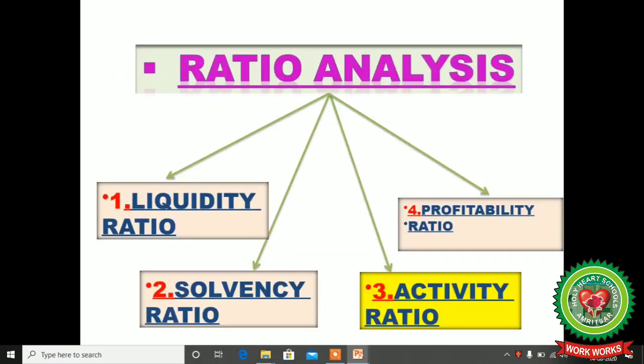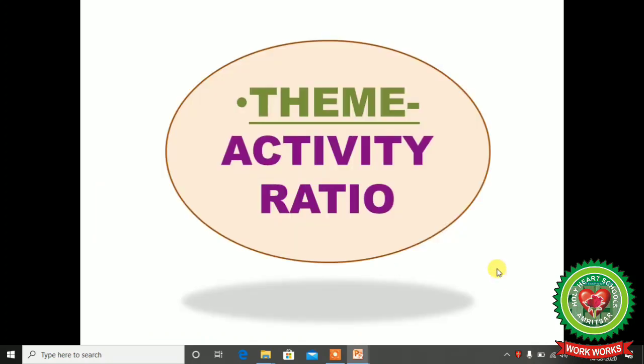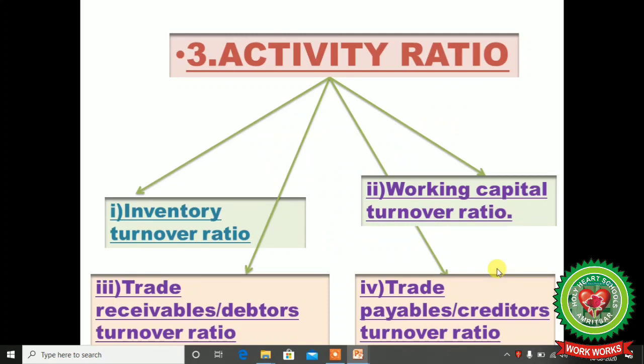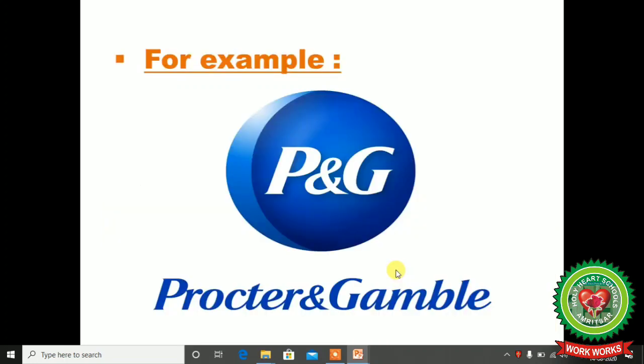The ratio analysis. So here see, ratio analysis has 4 parts: liquidity ratio, solvency ratio, profitability ratio, and activity ratio. And our topic here is activity ratio. Activity ratio is divided into 4 parts: inventory turnover ratio, working capital turnover ratio, trade receivable (debtors) turnover ratio, and trade payables (creditors) turnover ratio.